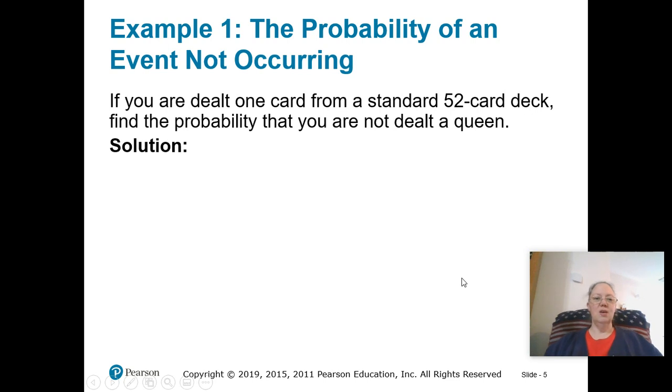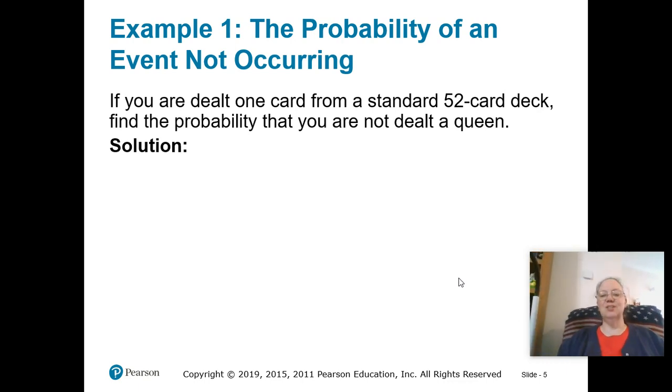All right. So you are dealt one card from a standard 52 card deck. Find the probability that you are not dealt a queen. Not dealt a queen. Not. All right, so let's think of it a couple different ways. We can think of it kind of the more difficult way, and then we can think of it as the quote unquote easier way.